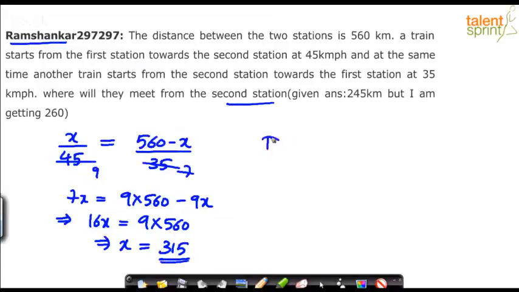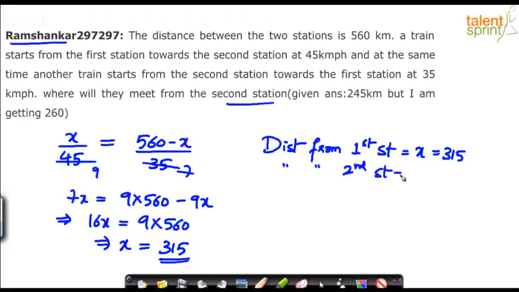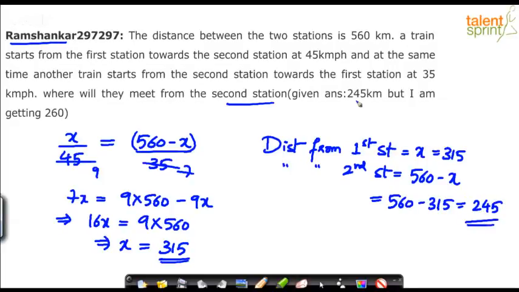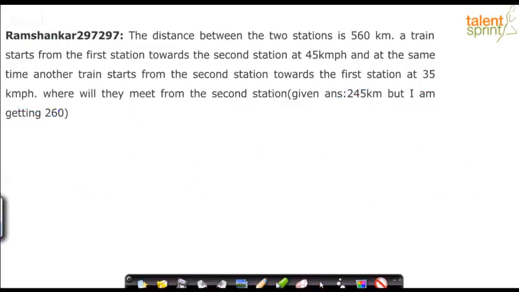Distance from the first station is equal to x, which is 350. Distance from the second station will be what? 560 minus x. So 560 minus 350 will give you what? 245. The answer is given as 245. It is correct. I am getting 260? You are wrong. 245. Check your calculation once again.